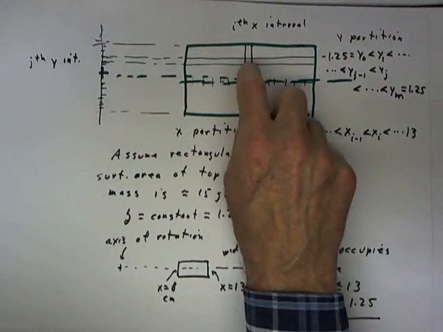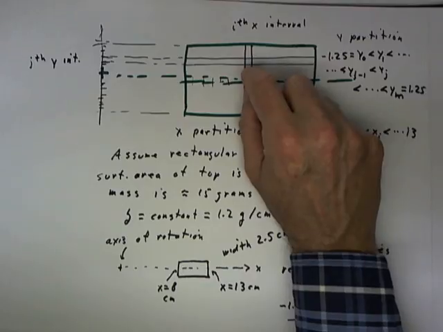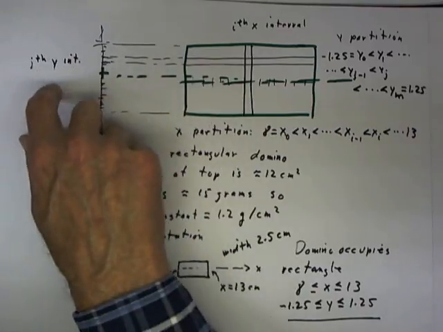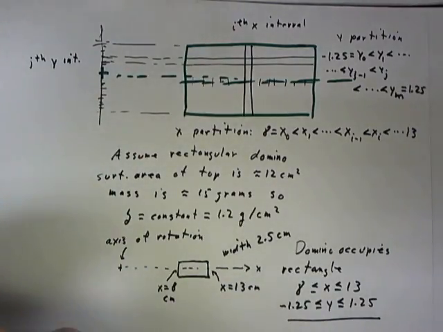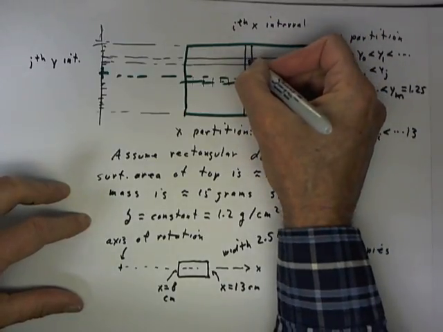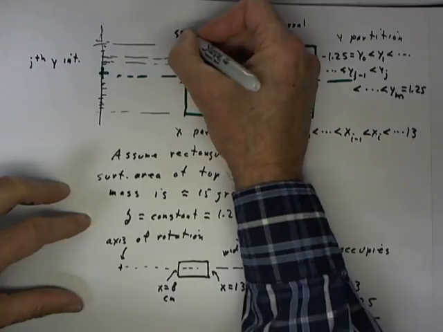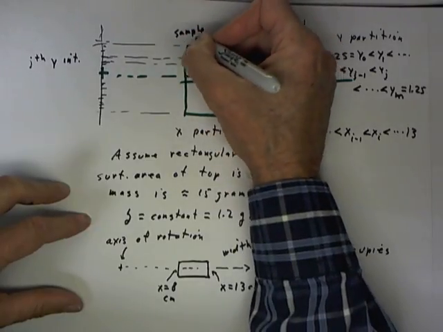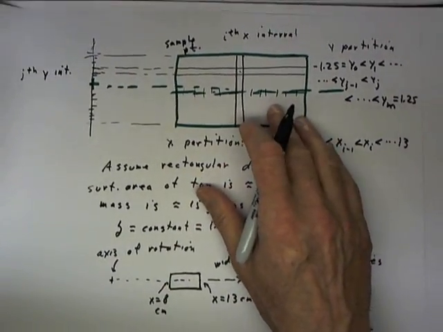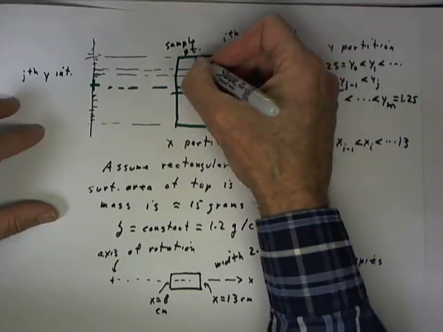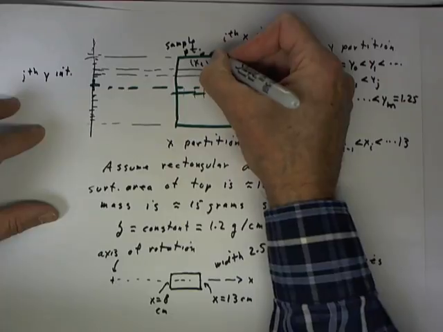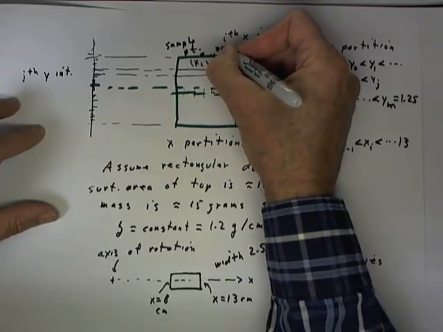We're going to isolate the small area increment we get from the ith x interval and the jth y interval, and we're going to consider what it contributes to the moment of inertia. We'll have a sample point, and we're going to label that sample point xi star, yj star.